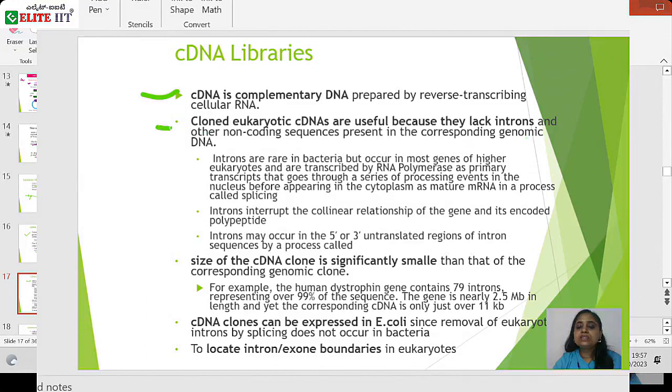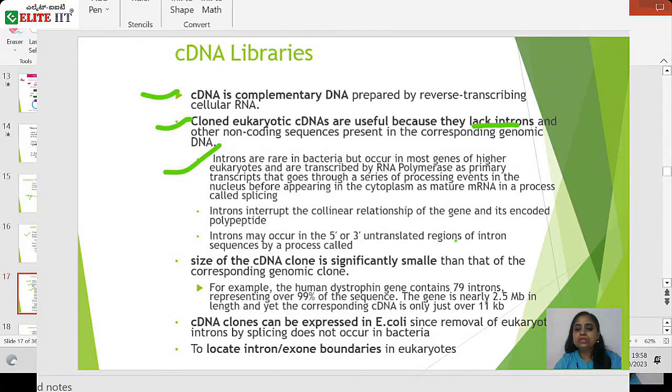So this is written that introns are not present, cDNA lacks introns. Introns are rare in bacteria but occur in most genes of higher eukaryotes. Now introns interrupt the collinear relationship of the gene and its encoded polypeptide.